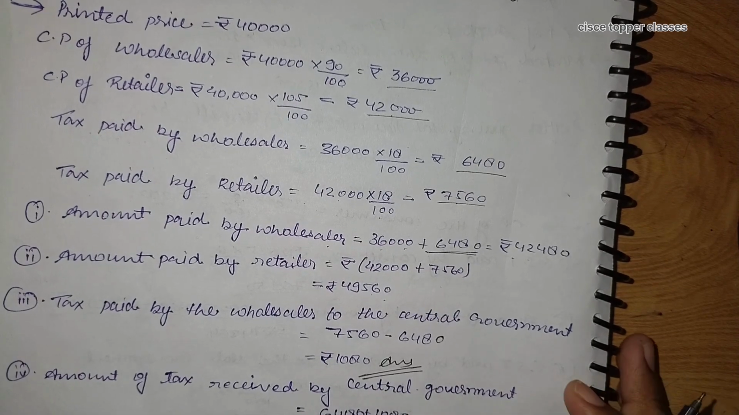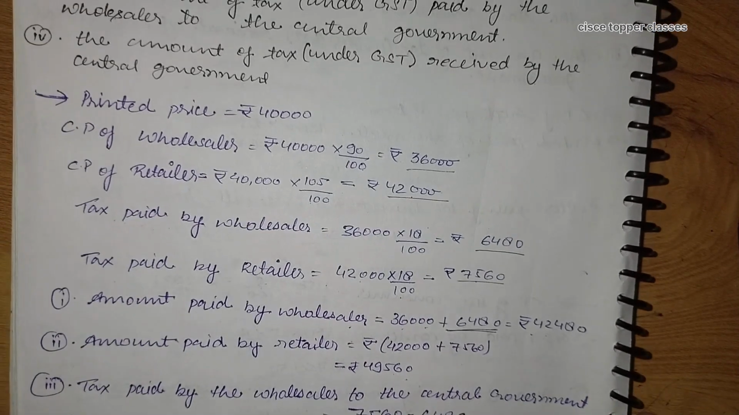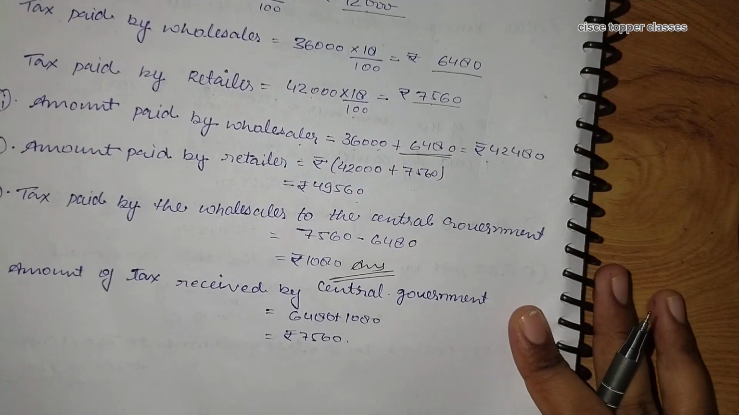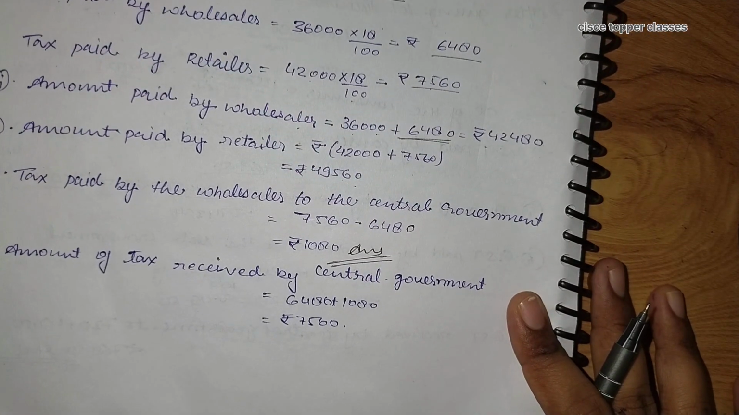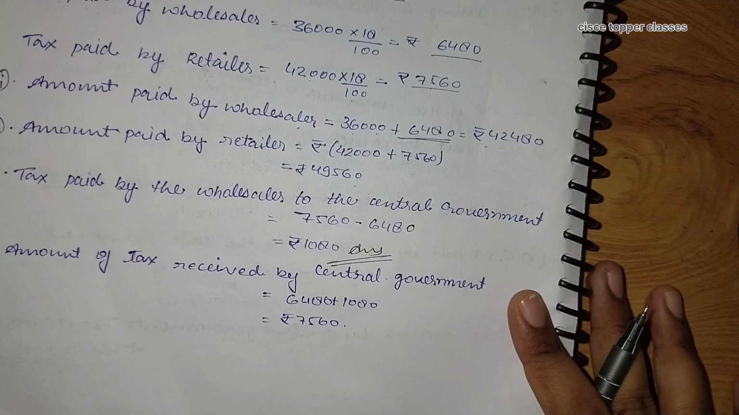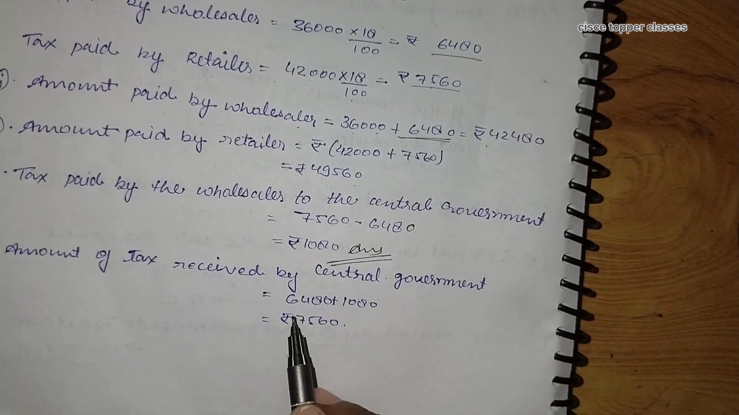If we want to find the fourth part, here it is asked the amount of tax received by the central government. So it will be the input GST plus the amount of GST paid by the wholesaler here to the central government or state government, like this only. So this will be 6,480.